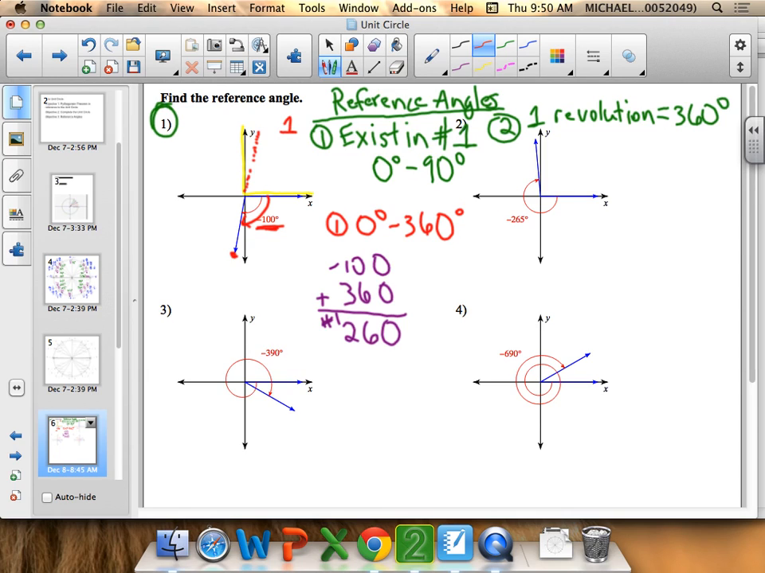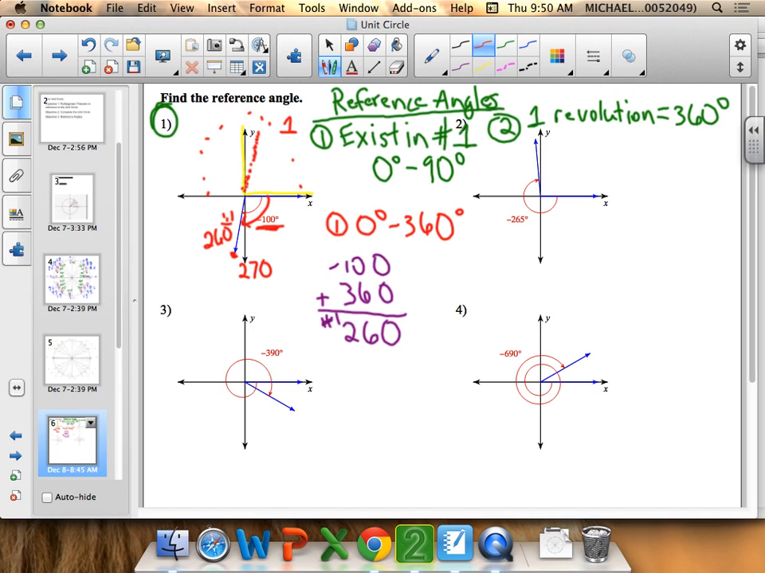Now, I know a landmark angle down here is 270. It looks to be that 260, which we found in the positive direction. So if I were to draw this in the positive direction, like that, that's 260 as well. So 260 and negative 100 are the same angle, just in different directions. I know it's kind of hard to understand. 260 though is 10 away from 270.